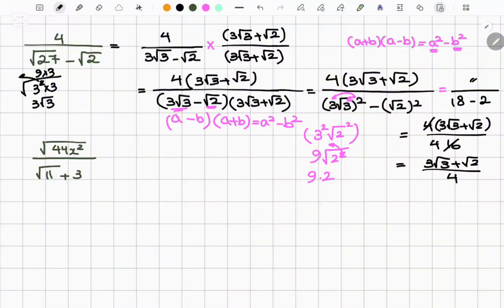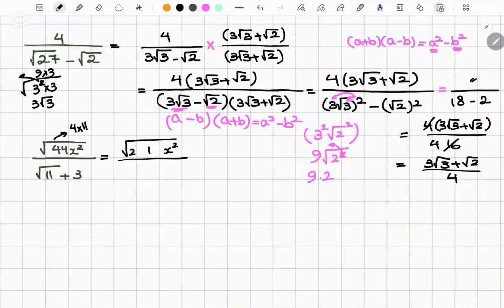So look at this other example of mine. It's radical 11 plus 3. So the very first thing is that I'm going to check if there is anything that can get simplified and come out. This is 4 times 11, and 4 is 2 to the power of 2, right? So I'm going to write it as 2 to the power of 2 times 11 times x to the power of 2, guys.